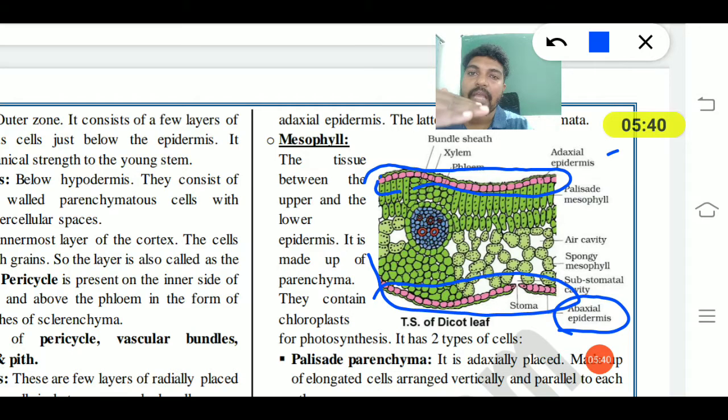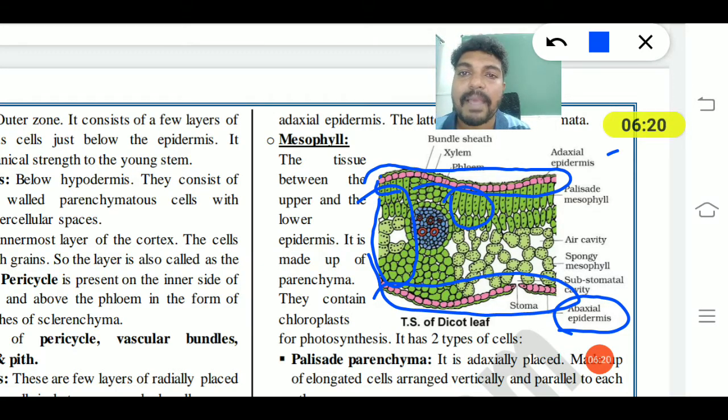In between the upper and lower epidermis there are photosynthetic cells that we call mesophyll cells, which are part of the cortex region. These mesophyll cells contain chlorophyll pigments and are actively involved in photosynthesis. Between the adaxial and abaxial epidermis, they are elongated cells. Look here, they are elongated cells.